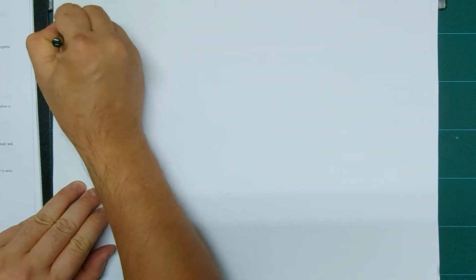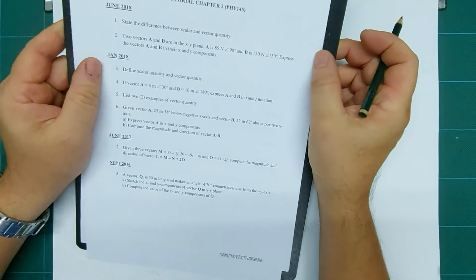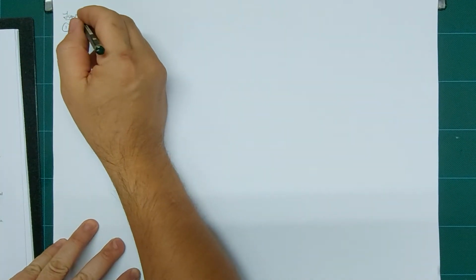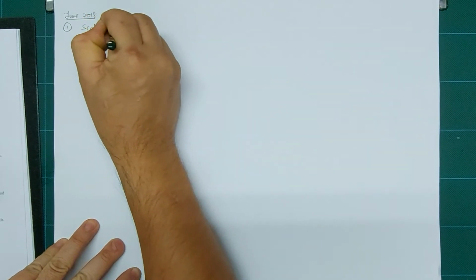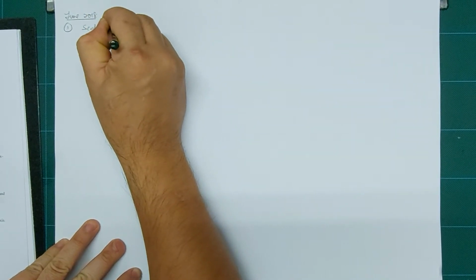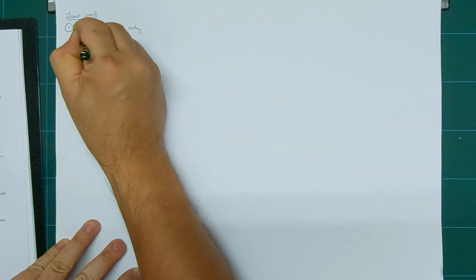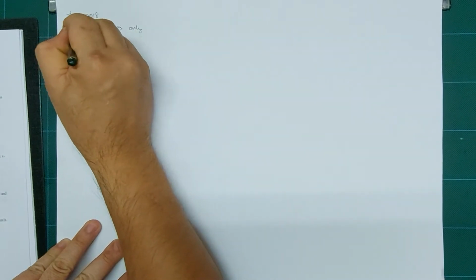Question 1 asks us to state the difference between scalar and vector quantities. Well, we know that physical quantities have two types. The first one, we look at scalar. Scalar has only magnitude. All right, that is number one.